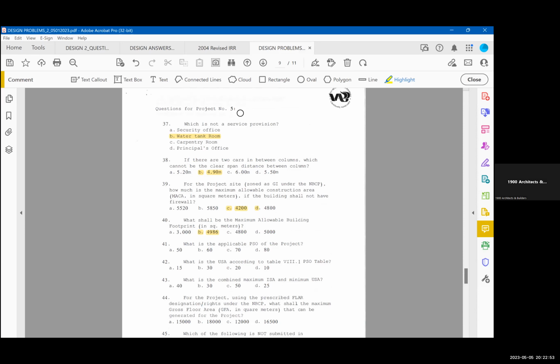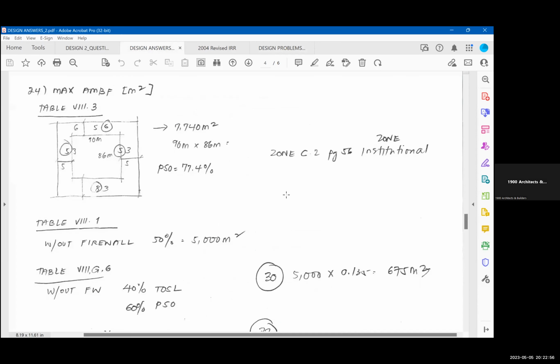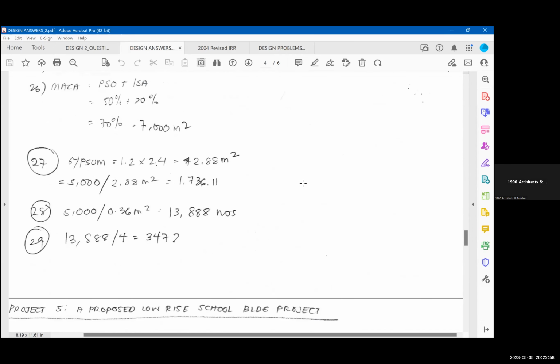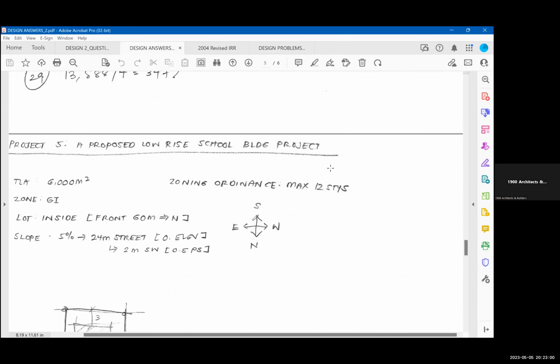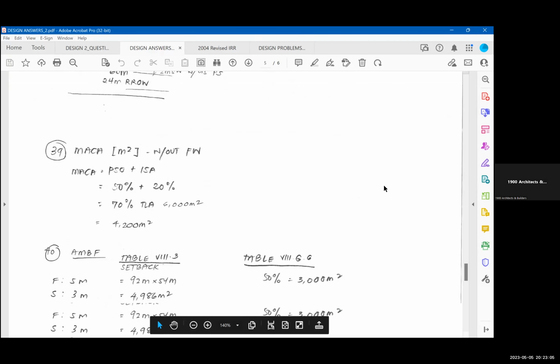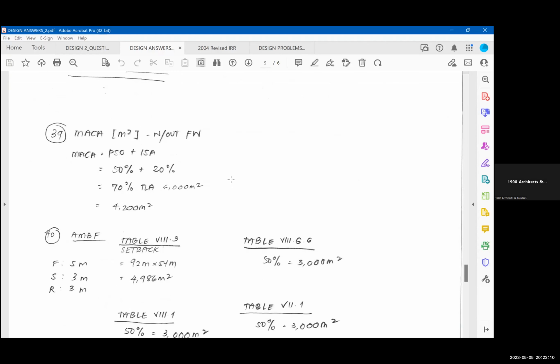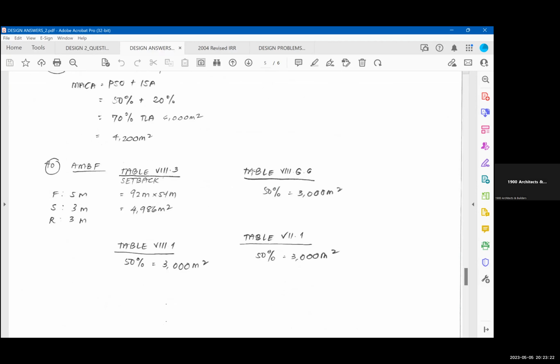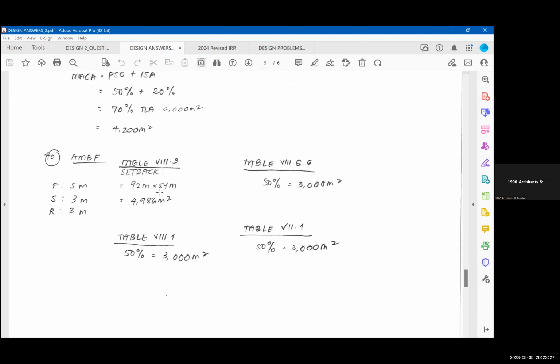So, let's go here. Para kita nyo kung paano natin kinompute. So, project number 5. So, tinanong na yung MACA. So, number 39. So, like I said, table 8.1, makukuha nyo na yung percentage ng the PSO and the ISA. Kaya natin makukuha yung 4,200. Okay? And then, sa number 40 naman, kaya siya naging 4,986 ang sagot.